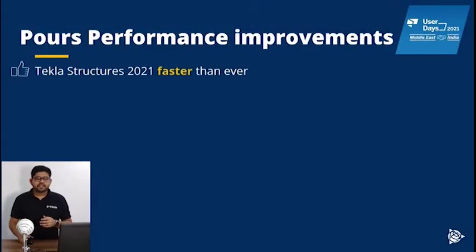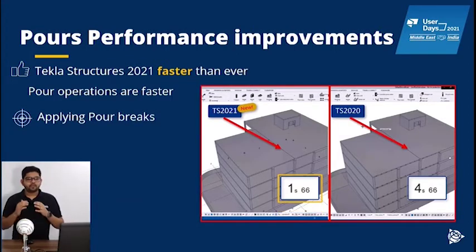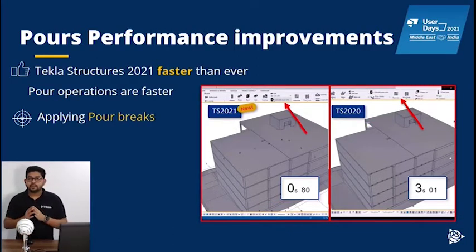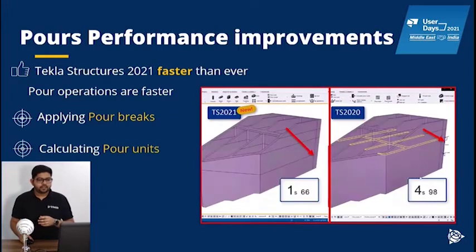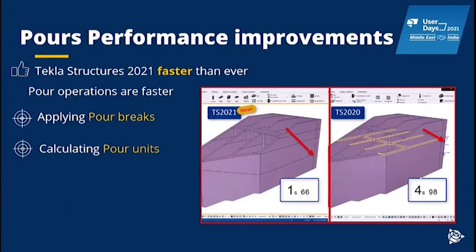The performance of Tekla Structures has been improved in different aspects, and one of the main highlights for this is the pour performance improvement. So if you compare the pour performance in Tekla version 2020 and 2021, for the same slab, applying a pour break is almost 4 times faster in the latest version. And there is also significant improvement in the time for pour calculation, as you can see here. And if you are trying to copy a pour break for a pour unit which is having multiple pour breaks, you can see it is also a lot faster.